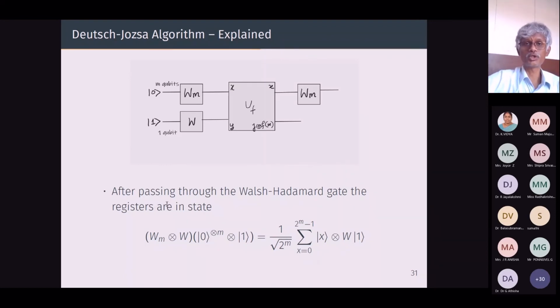So this is the circuit. You have an m-qubit system on the first wire and a 1-qubit system on the second wire. You take ket 0 tensor power m and apply Wm, and in the second wire you take ket 1 and apply W. You pass these through the UF oracle, then you dump the second one, take the first one and send it through Wm, and then you measure it. After passing through the Walsh-Hadamard gate, Wm tensor W, applied to ket 0 tensor power m tensor ket 1, we are in 1 by square root of 2 to the power m, summation x equals 0 to 2 to the power m minus 1, ket x tensor W of ket 1. So this is the state after passing through Wm tensor W.